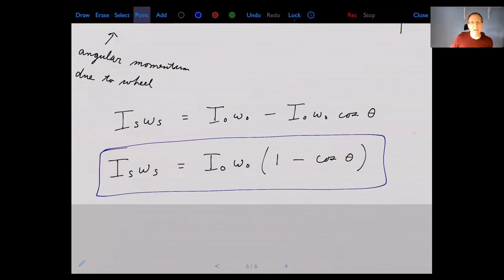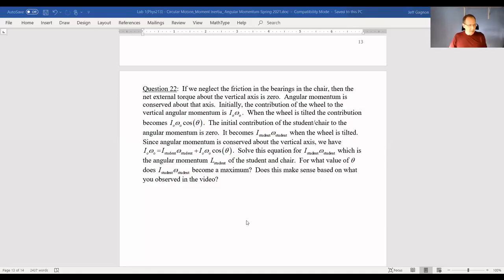So if we go back to the lab handout, question 22. I just explained all this to you. In fact, I even solved the equation for the angular momentum of the student in chair. So I_S omega_S, remember, is going to be I naught omega naught times 1 minus cosine theta.